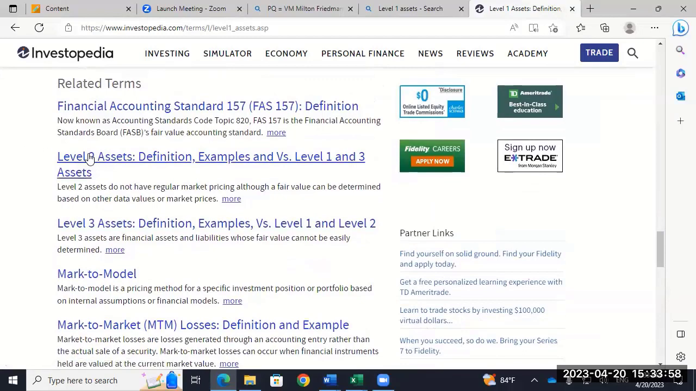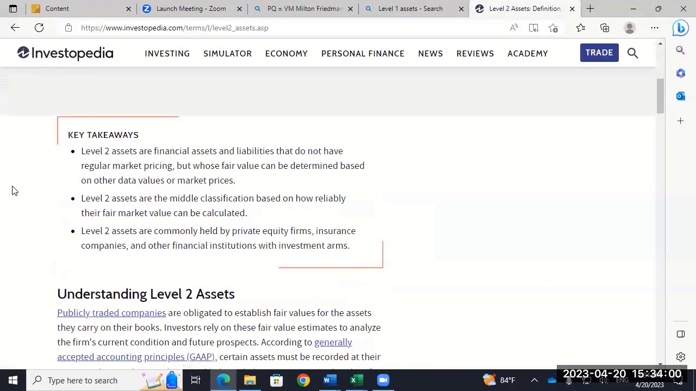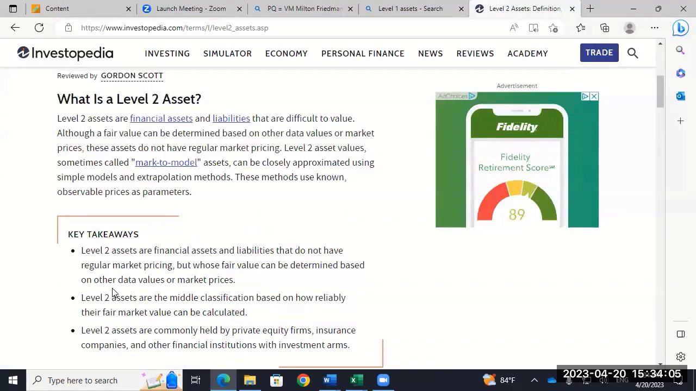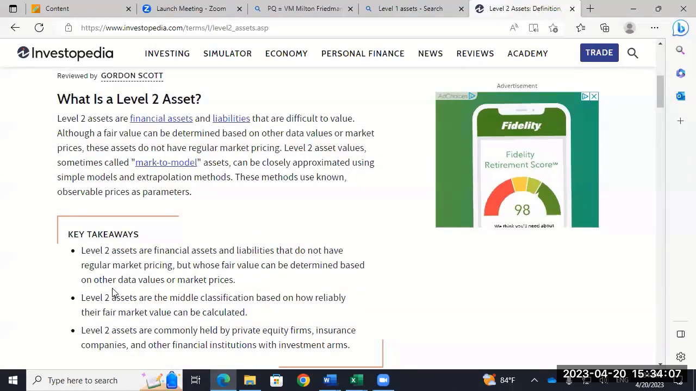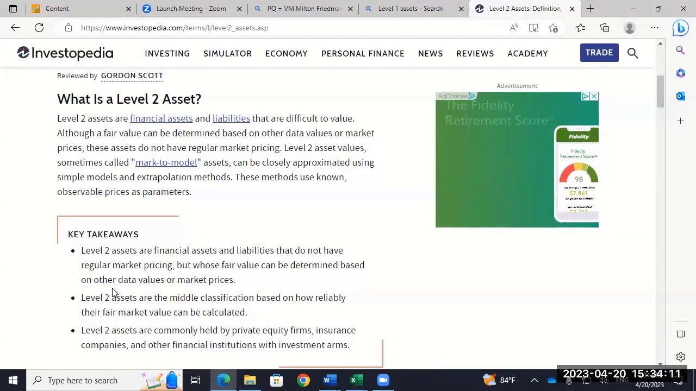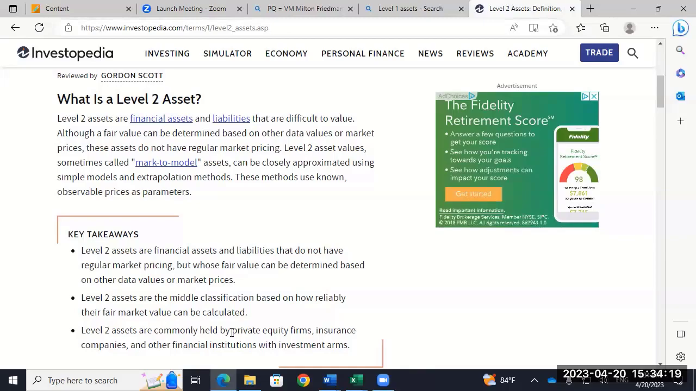Level 2 assets, they don't have a regular market price, but you can determine market price based on some model, some pretty well accepted criteria. A lot of bonds are like that, where you can somewhat figure it out. Swaps are kind of like that. Private equity, there are models out there to do them.